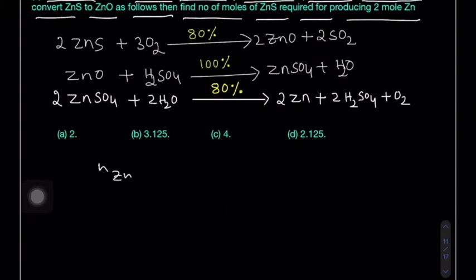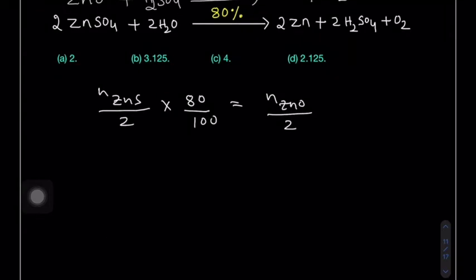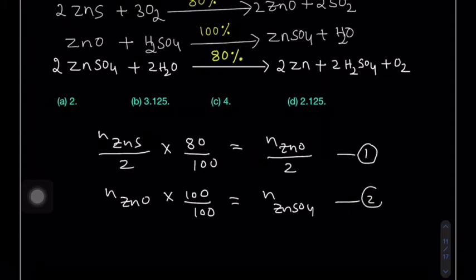Number of moles of ZnS, stoichiometric coefficient is 2, into the percentage of yield, 80%, is equal to number of moles of ZnO, stoichiometric coefficient is 2. That is equation 1. From the second one, number of moles of ZnO, stoichiometric coefficient is 1, into percentage yield 100 by 100, which is 1, is equal to number of moles of ZnSO4. That is equation number 2.